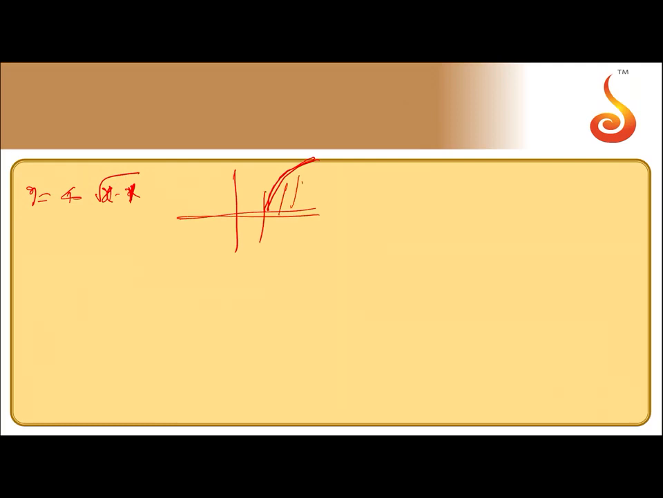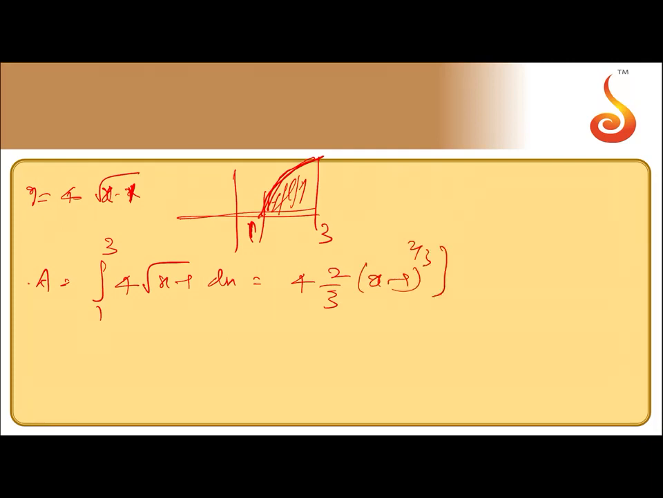And therefore, this is the value. x equals to 1 to x equals to 3. This is 1 and this is 3. So we need to calculate the area under this curve from 1 to 3. Therefore, area is equals to the integral from 1 to 3 of y dx. So 4 into root of x minus 1 dx, that is equals to 4 times 2 by 3 multiplied by x minus 1 to the power of 3 by 2, limits from 1 to 3.